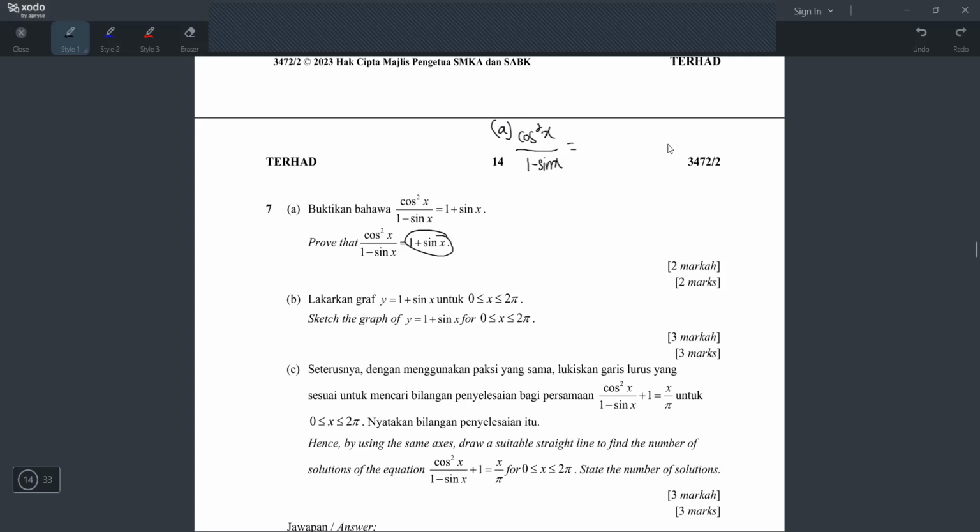So what I will do now is I'll try to change to 1 plus sin x. Okay, the 1 minus sin x down here, I'll just leave it, right? I don't think you can do anything with this.